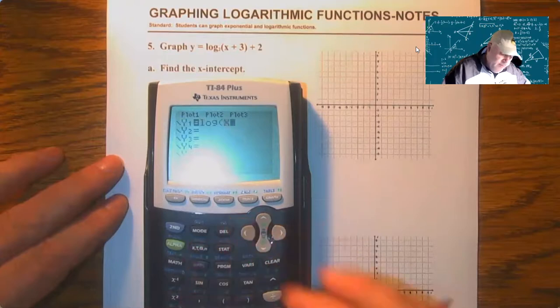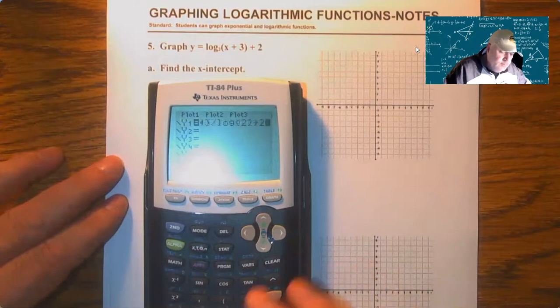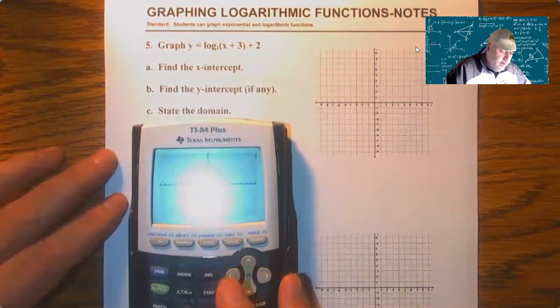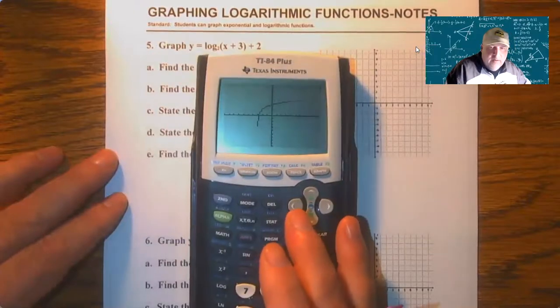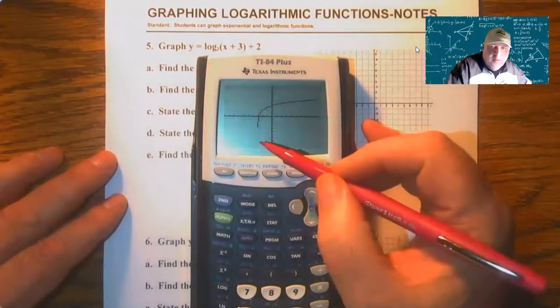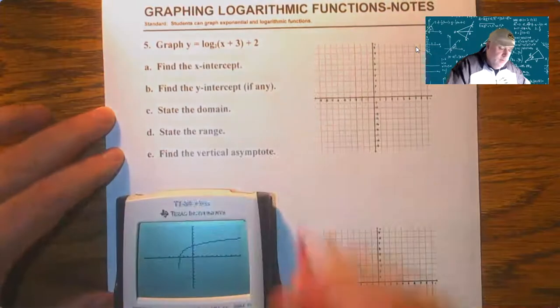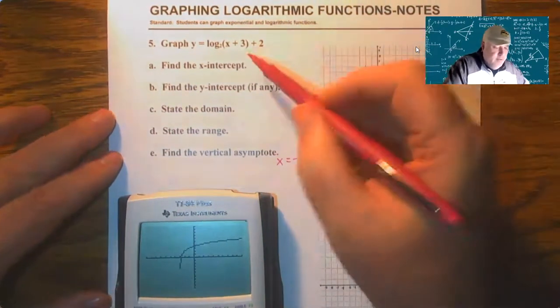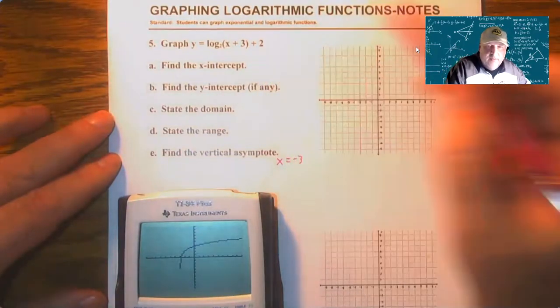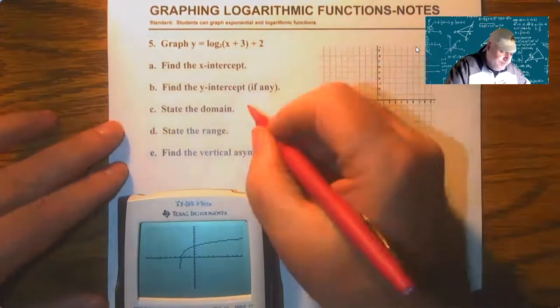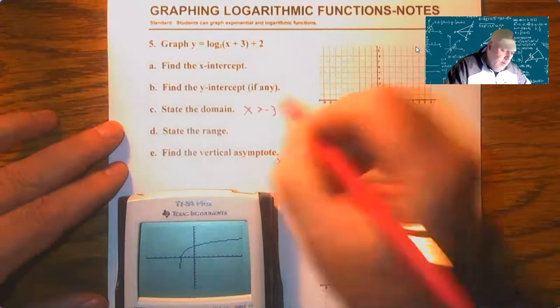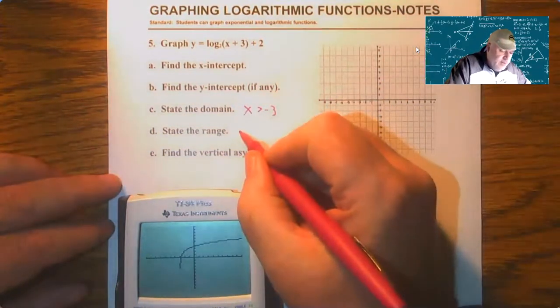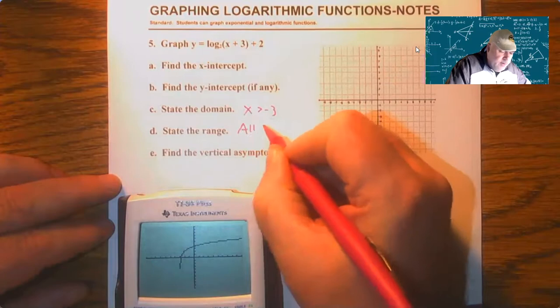So we've got log of x plus 3 divided by log of 2. There's the change of base formula again, plus 2. Let's just take a quick look. There it is. Now this is a vertical asymptote through -3. So we'll put that first. How did I get that? Take the inside here equal to 0 and solve it, and then you get x equals -3. And you see the graph sitting to the right of -3.